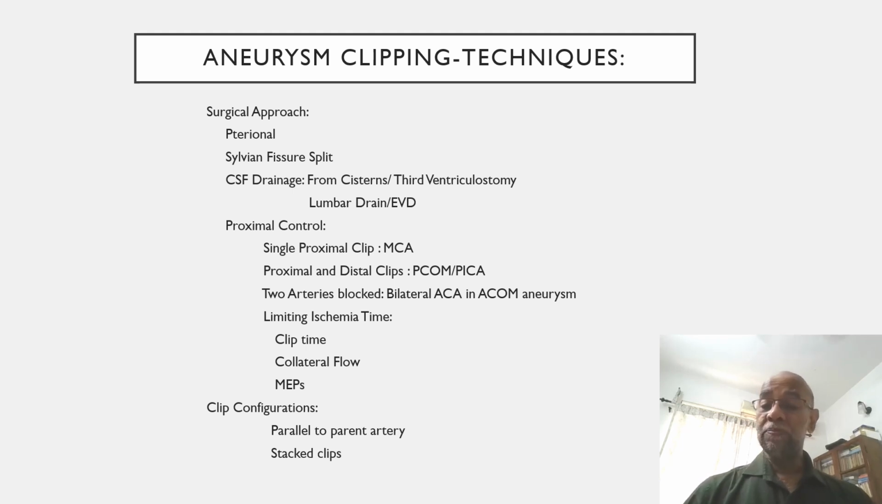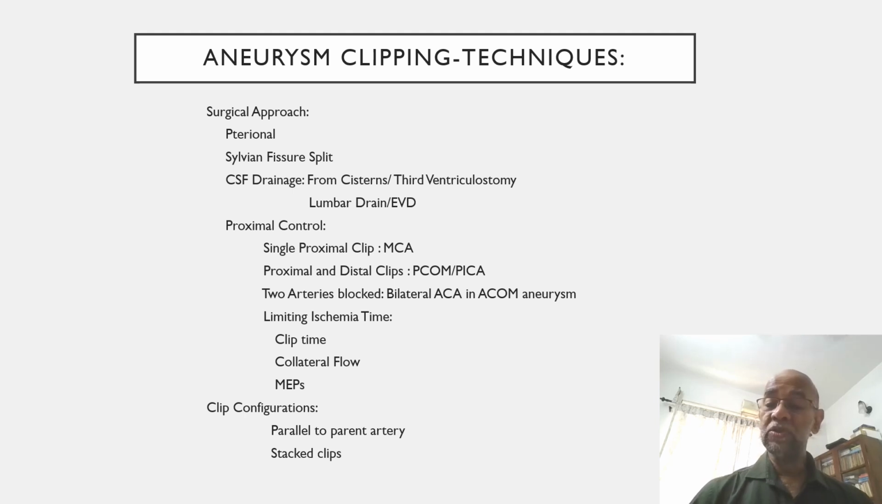In a PCOM aneurysm, or in the posterior fossa in a PICA aneurysm, even if you have proximal control, there will be backflow, which can result in a ruptured aneurysm, bleeding, and preventing an ideal clip. So here you can go for proximal and distal temporary clips.